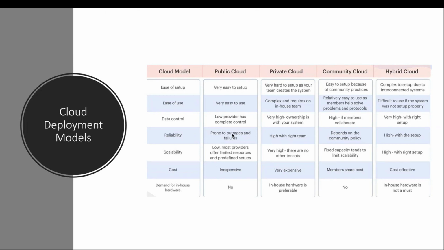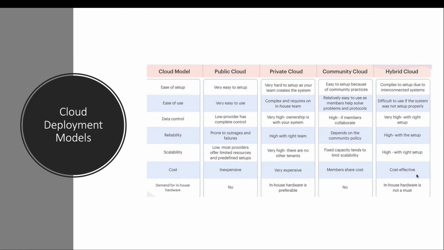Then comes scalability, low. Most providers offer limited resources and predefined setups. Private, very high, it's in your hand. Community, fixed capacity. Hybrid cloud, high with right setup. Then comes cost, inexpensive. Private cloud, very expensive because you have to procure hardware as well. Community cloud, comparatively cheaper because members will share the cost. Hybrid cloud is cost effective because you are getting best of both worlds.